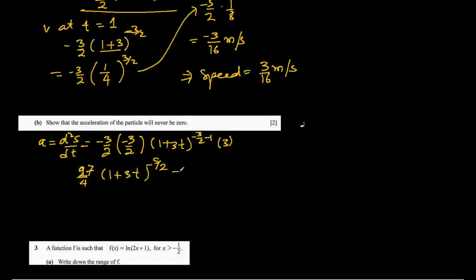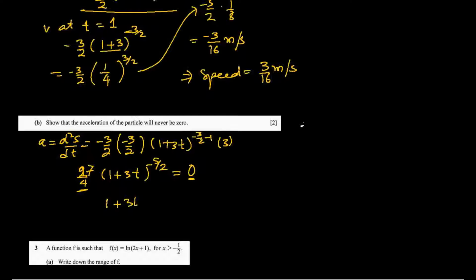This should not be equal to 0. It would prove that it is never 0. So let's make it 0 and then show that it has no solution. 27 over 4 is a constant. It cannot be 0, so ignore it. Focus on this one, 1 plus 3t.